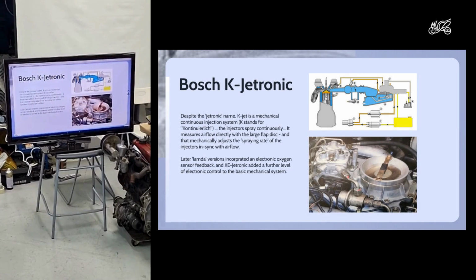Now, a very common one, it's called K-Jetronic, but actually it's not electronic. So this is a very popular system used on many Mercedes, BMW, European cars. But actually this is a mechanical system. It's got a bunch of electronic add-ons to improve it, but the basic system is a mechanical one, and this is a continuous injection one.